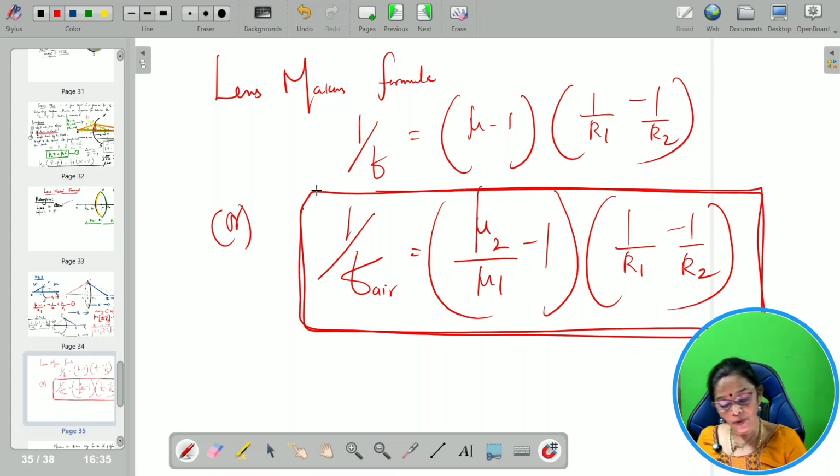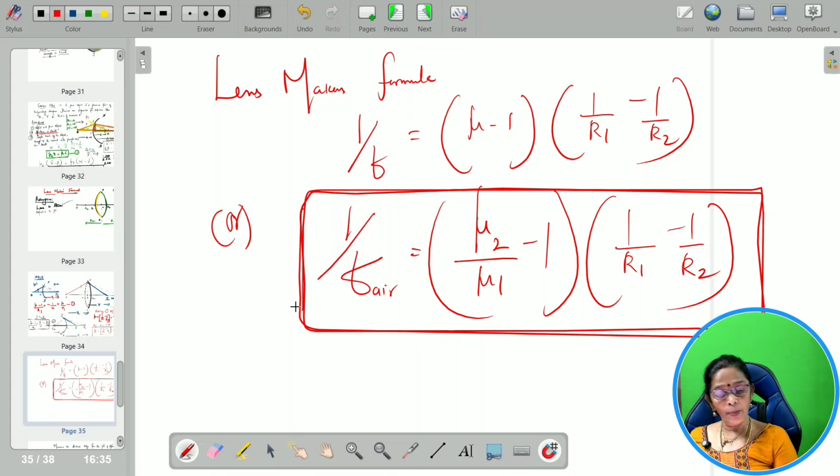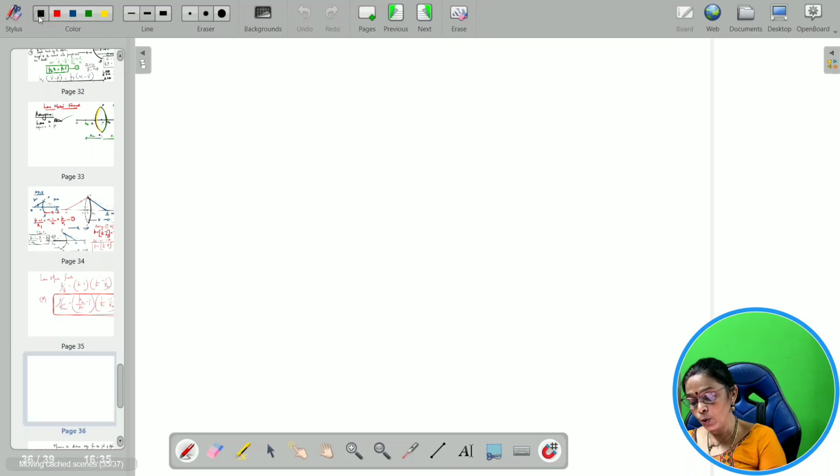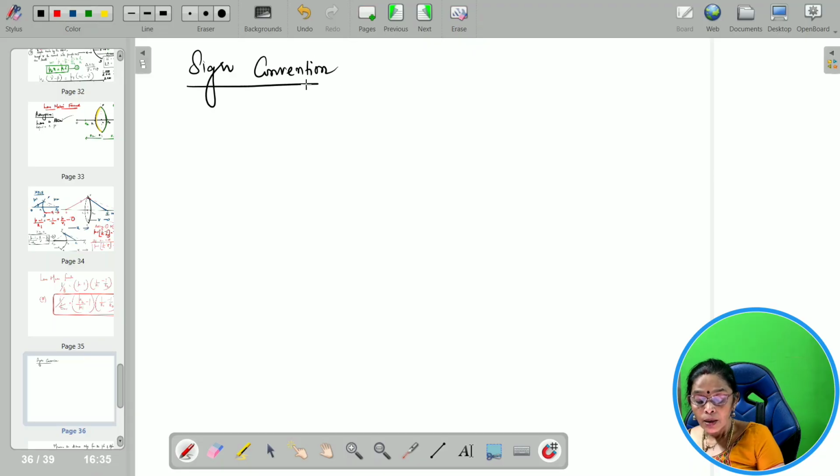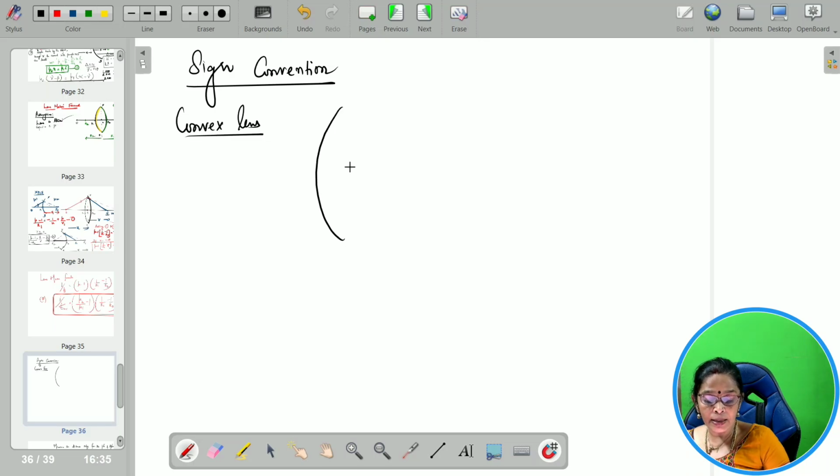Based on that, you have a number of questions, and before going to the questions, I am going to give you the sign conventions for certain spherical lenses. You must definitely incorporate the sign convention while you are doing the problem. So I am going to take a convex lens. When you take a convex lens, this is P1, this is Y, this is P2.